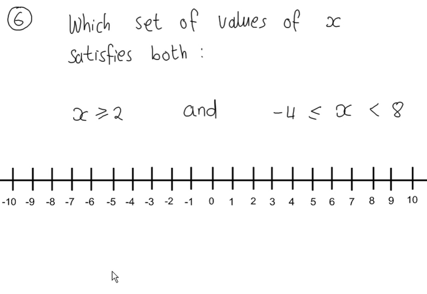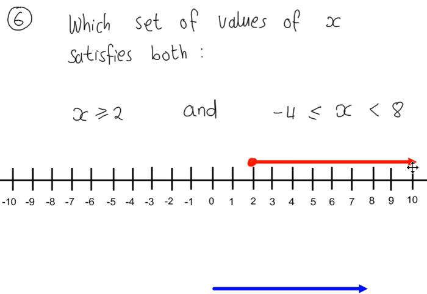Which set of values of x satisfies both of these inequalities? And using a number line is a very good method here. So x is more than or equal to 2, so there's 2, starting from and including the 2. And from this inequality, x is greater than or equal to minus 4, so there's the minus 4 here. So I want to include the minus 4. And x is less than 8, but that does not include the 8, so it's all the way up to, but not including 8.